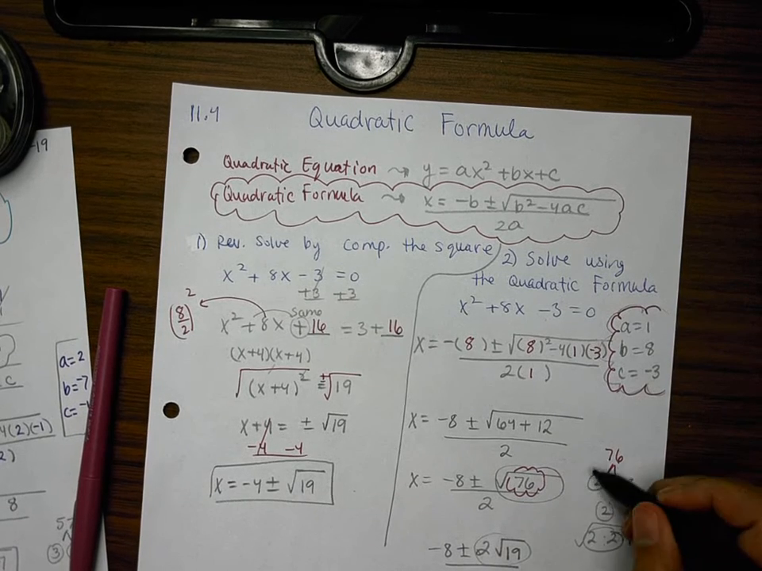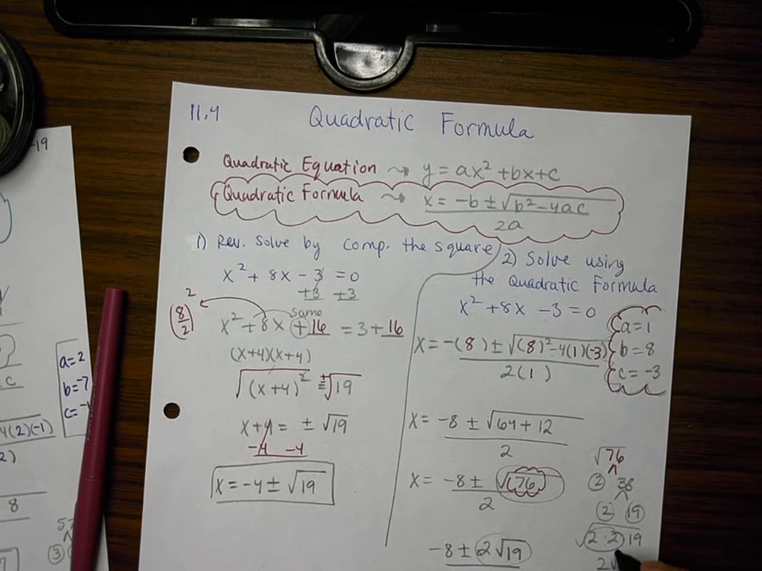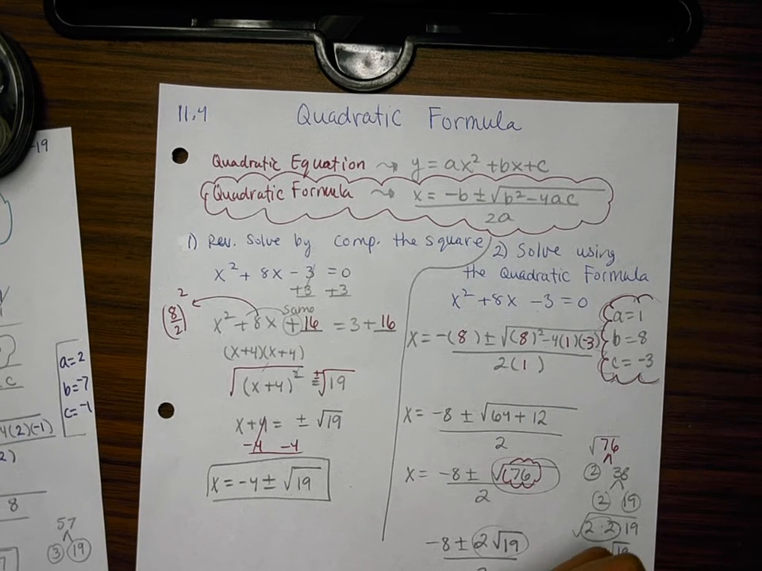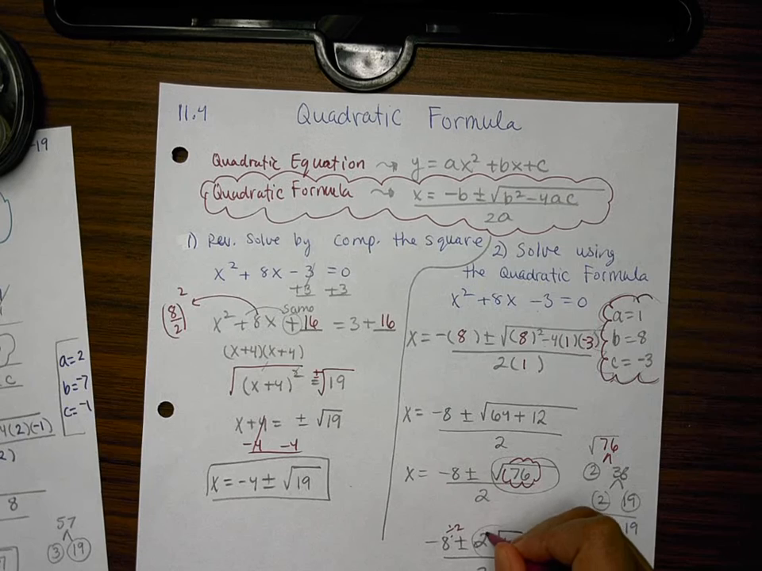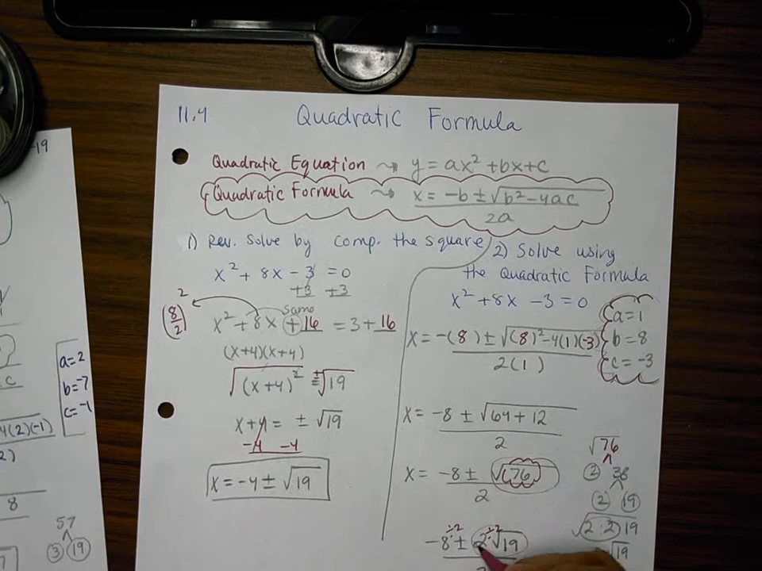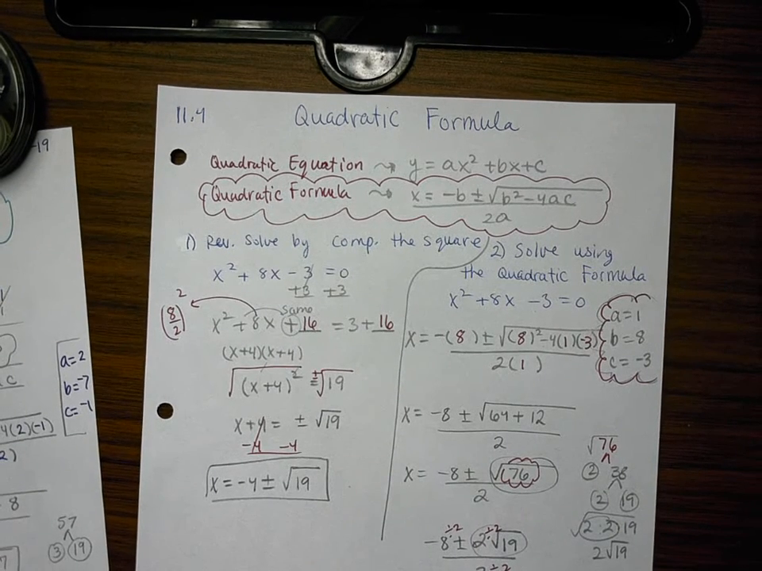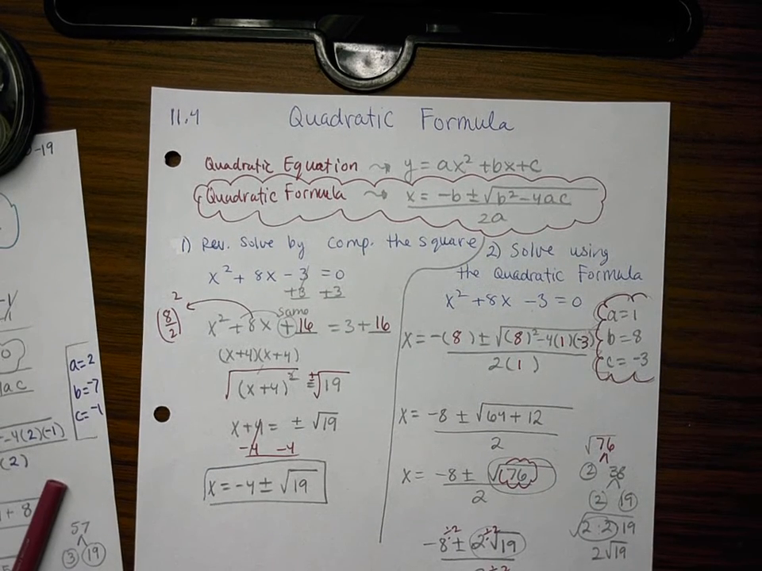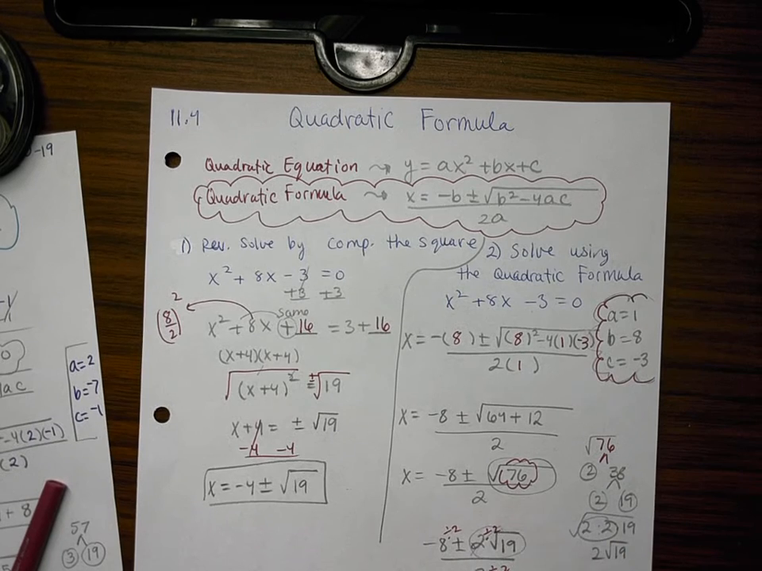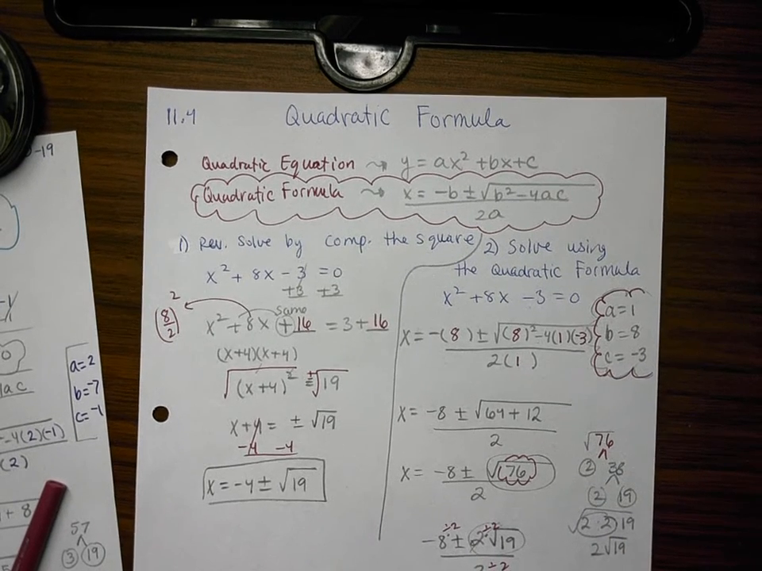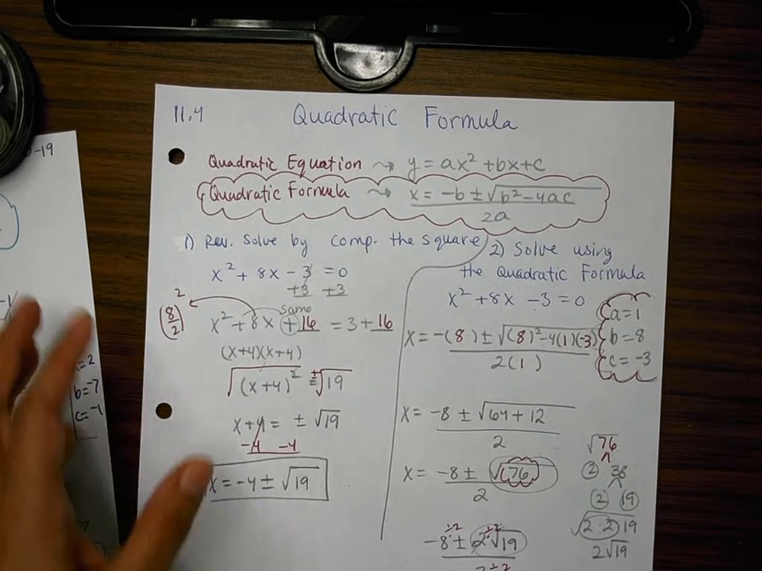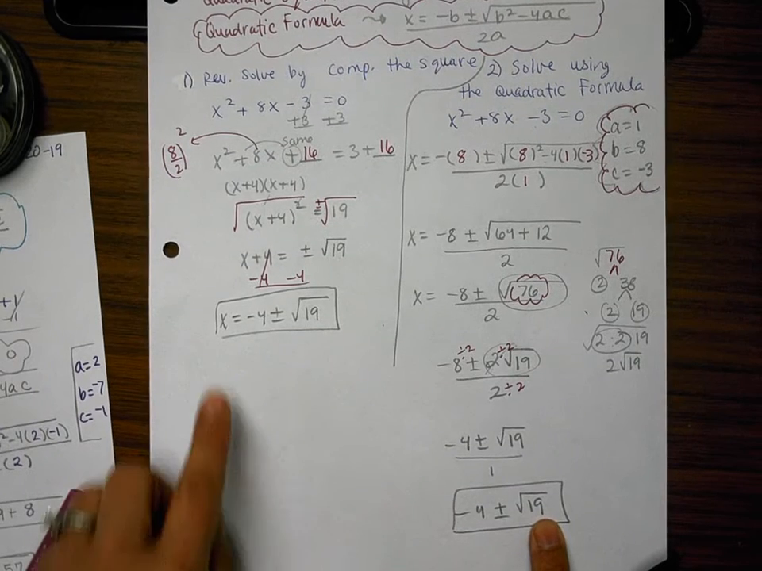Do you see that? Root 76 is 2 root 19. And now we can reduce, because I can reduce the 8, the 2, and the 2. I can divide them all by 2. If that 2 there was, say, a 3, I wouldn't be able to reduce. But since it's a 2, I can. Negative 8 divided by 2 is negative 4. Plus or minus 2 divided by 2 is 1. I'm just going to put root 19 over 2 divided by 2 is 1. So negative 4 plus or minus root 19, which is indeed the same answer we got earlier.